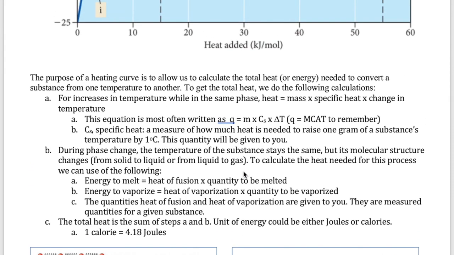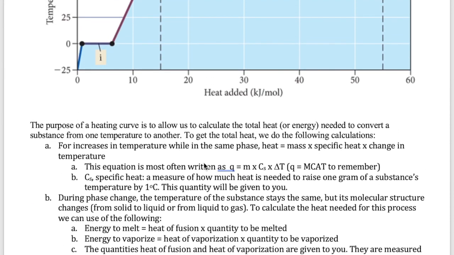The heat that you need for this process is calculated differently compared to the phase change heat. We use the following equation, where heat, or Q, is equal to mass times specific heat of the substance times the change in temperature. Specific heat is the amount of heat needed to raise the temperature of a given mass of substance by 1 degree Celsius. Different substances have different specific heats, and it is a value that you can obtain in textbooks or reference books. The equation is written as Q equals m times C sub s times delta T, or we usually use the acronym Q equals MCAT to remember this equation.